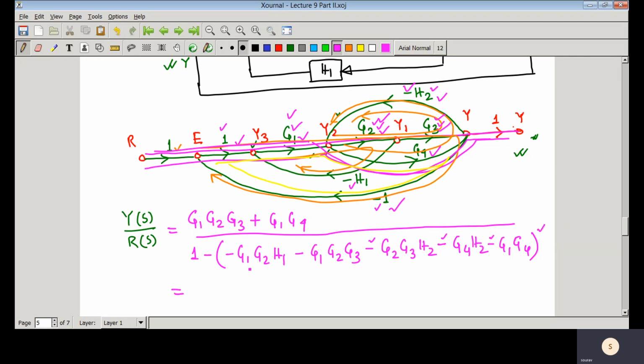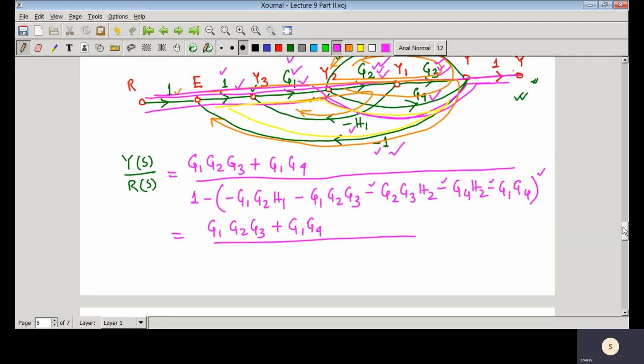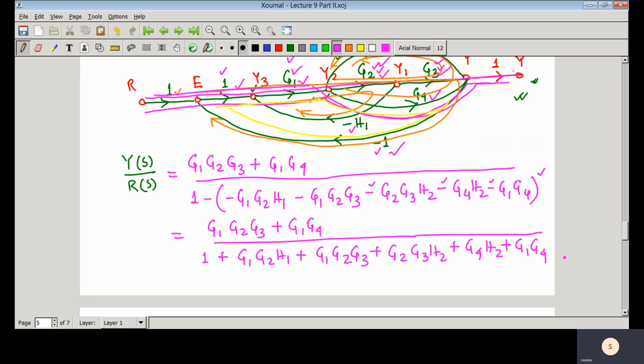So now if you write it, you have G1 G2 G3 plus G1 G4 divided by this whole expression: 1 plus G1 G2 H1 plus G1 G2 G3 plus G2 G3 H2 plus G4 H2 plus G1 G4. So this is the transfer function from R(s) to Y(s).